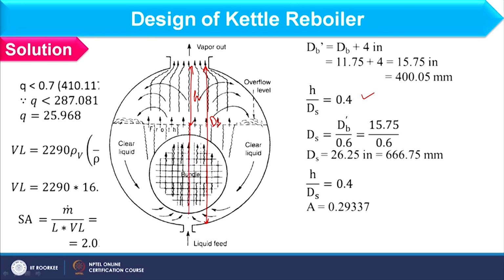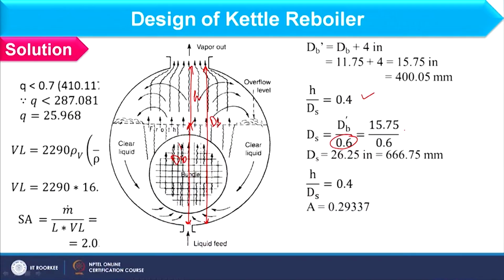Now, if I ask you what should be dB dash by ds, obviously the value will be 0.6 only, because h plus dB dash is equal to ds. So, we can find out shell dia from this, that is 15.75 divided by 0.6. So, 26.25 inches is the shell dia.